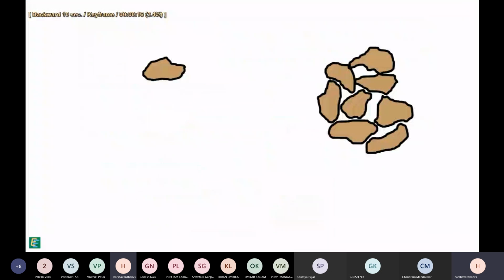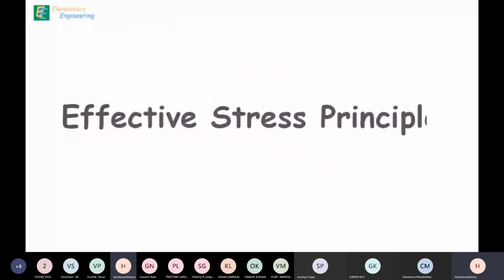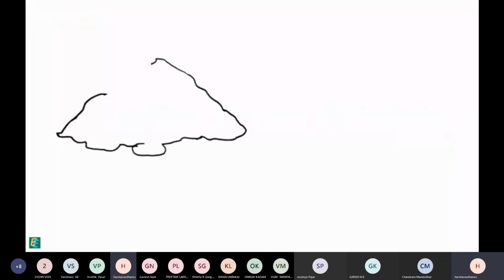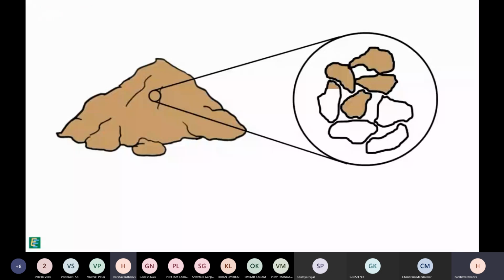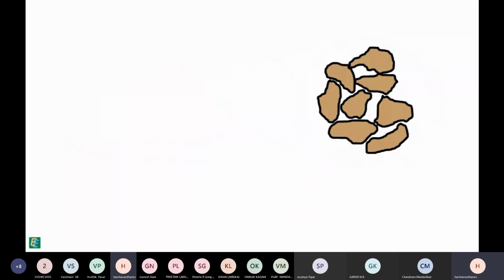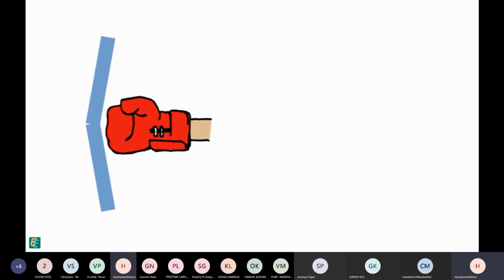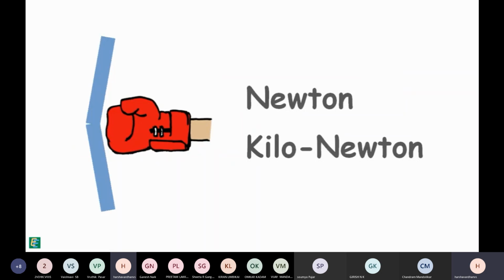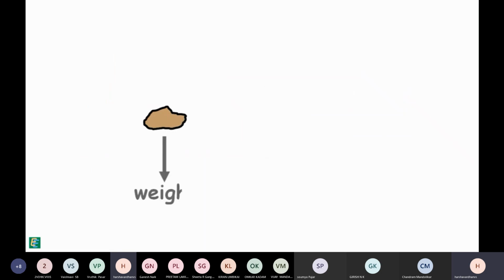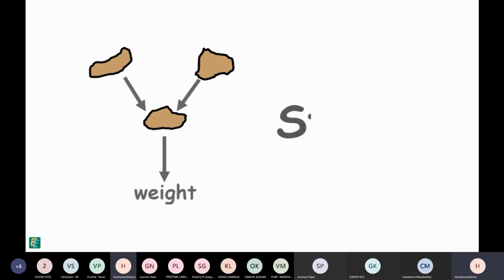Stress due to force as weight of soil mass. The soil mass is a huge collection of soil particles. These soil particles exert force as weight downwards on the other particles. Weight is a force and we represent it in Newton or kilonewton. These soil grains, due to their own weight, get pushed by all the surrounding particles and exert force on each other, which is represented by a quantity we call stress.